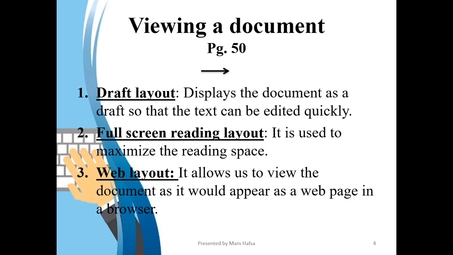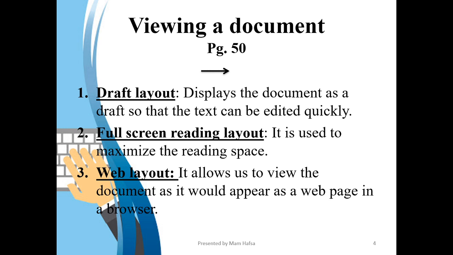Our next topic related to MS Word is viewing a document on page 50. Viewing a document means how you see a document. Three ways are given in your book to view a document. First one is draft layout. This is a general view for looking at a document. It enables us to quickly edit the text.